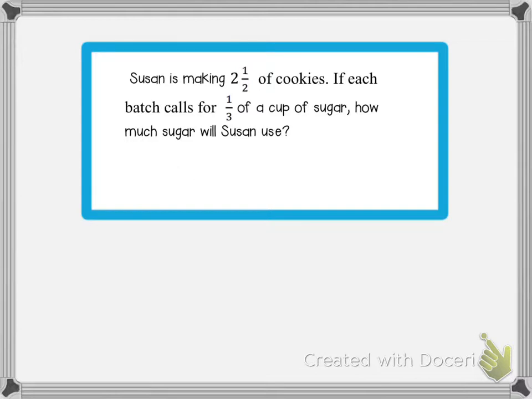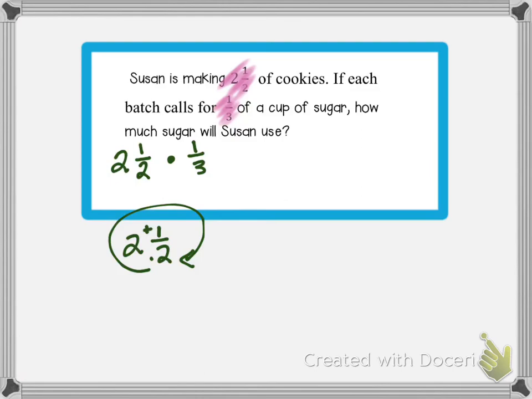Now Susan is making 2.5 batches of cookies. If each batch calls for 1/3 of a cup of sugar, how much sugar will Susan use? So I'm going to pull these numbers out. We're making 2.5 batches, and it calls for 1/3 cup. So we're going to multiply those two numbers. We're going to change our mixed number to an improper fraction. Again, I'm going to have you pause and finish this problem and press play when you have finished.